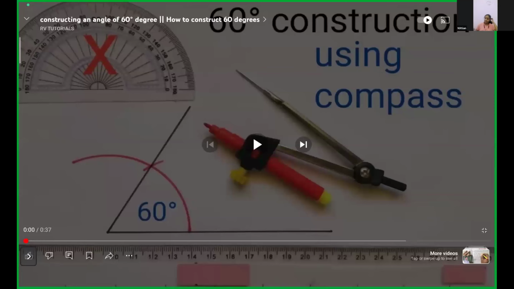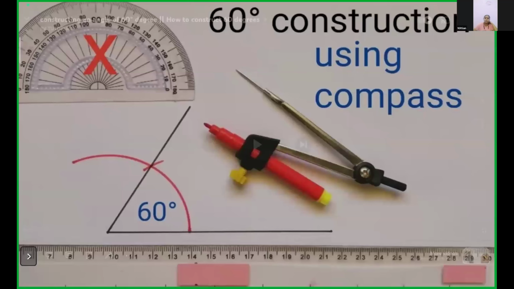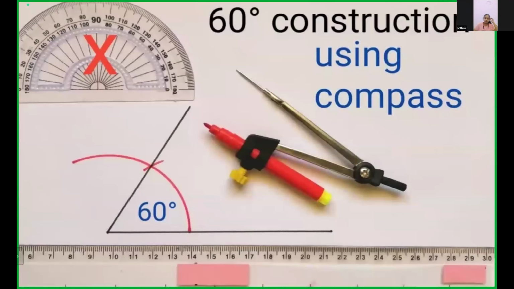So the angle that we are going to see right now is 60 degrees. We are going to learn how to construct the 60-degree angle using the compass. Okay, that's great, Simran. All right, so watch the video carefully and then I'll instruct you and you can draw it. I'm turning it on.